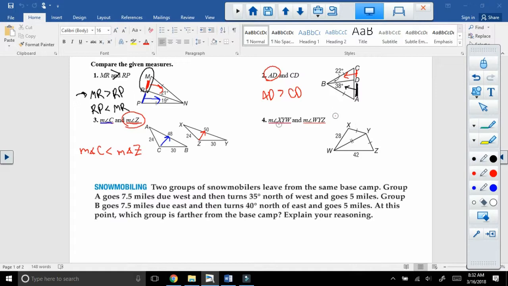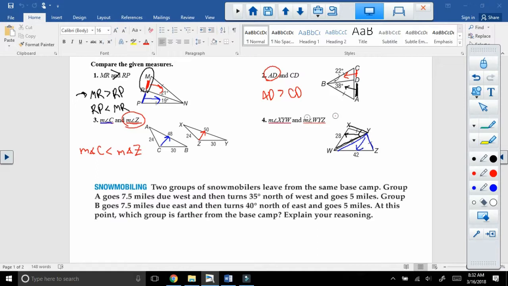And then lastly, for these examples, they want me to compare angle XYW. So XYW is this angle here. What side is that angle opposite from? The 28. And the other angle, WYZ, well, that's opposite from the 42. So which one of those is the bigger or smaller angle?